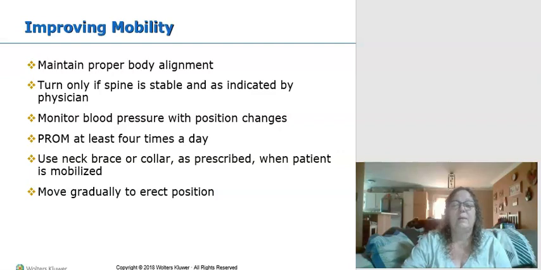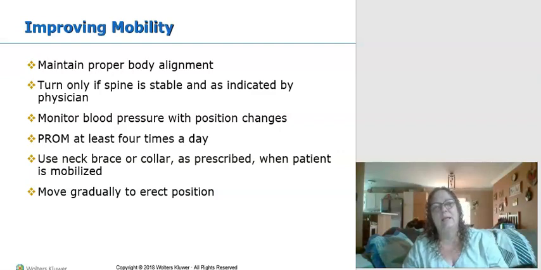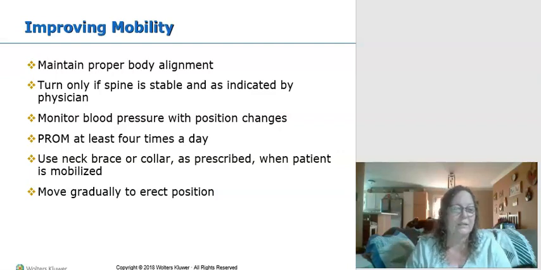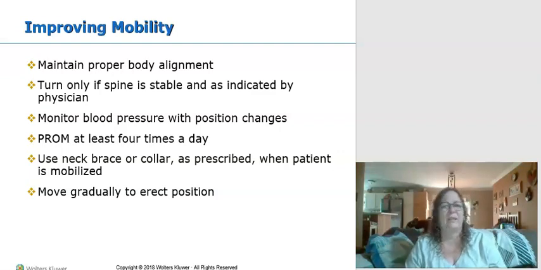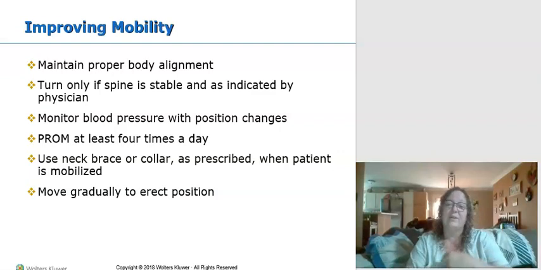So improving mobility. So in the acute phase, right, we will keep them in C-spine. If they've done some sort of intervention or when they say we can, we'll start moving the patient as soon as possible. We want to maintain body alignment initially. We want to turn only if the spine is stable and as indicated by the physician. So if we have not stabilized the spine, we won't turn them. Specialty beds can be used to help prevent skin breakdown. But if the spine is unstable, we don't want to turn them and further damage the spine.